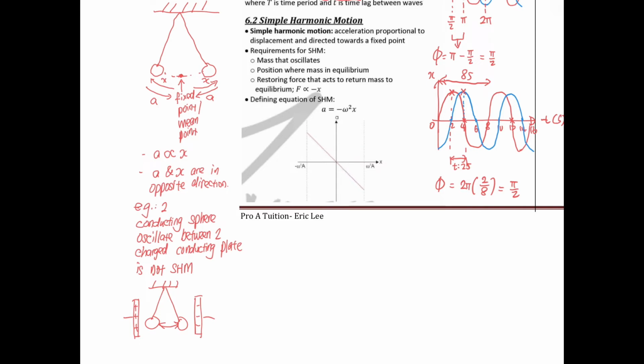So we have the charge on the conducting plate. It oscillates because of the charge that attracts or repels. It's not because of the mass.